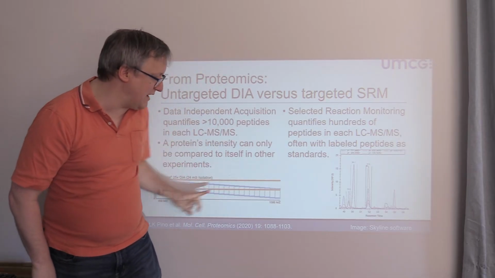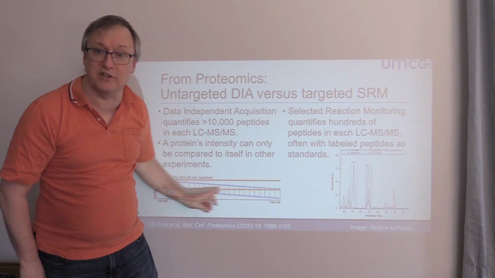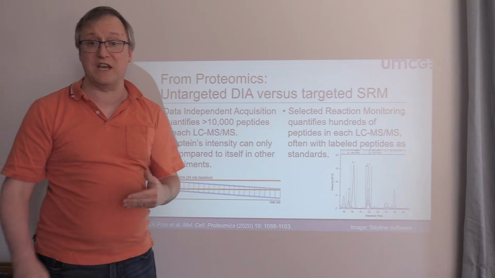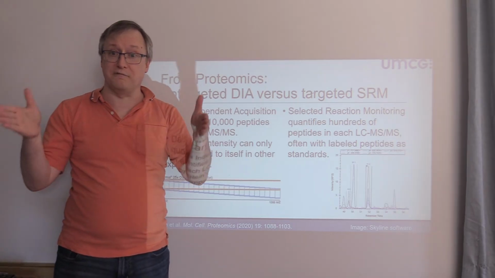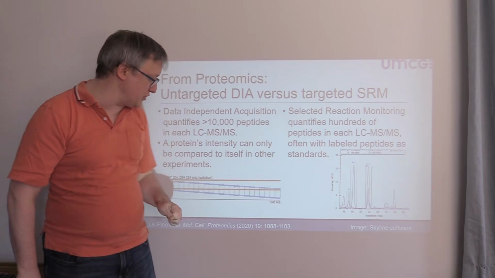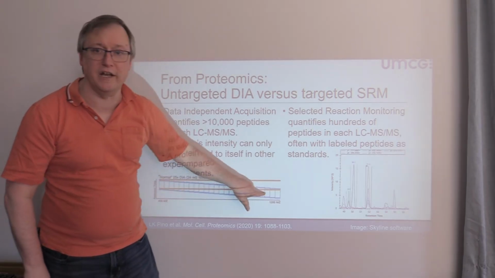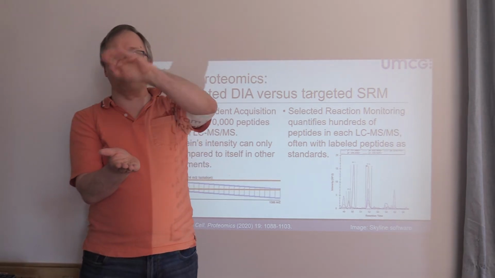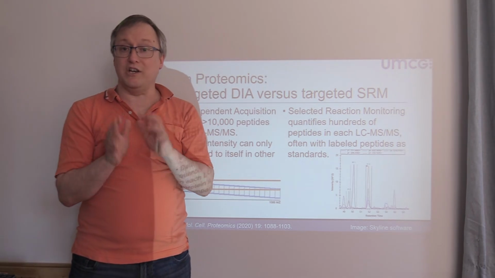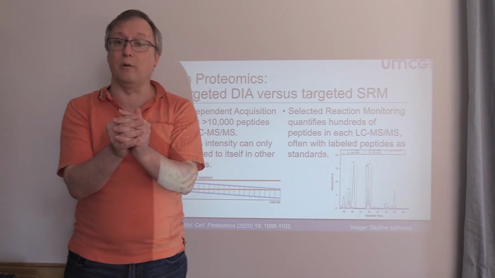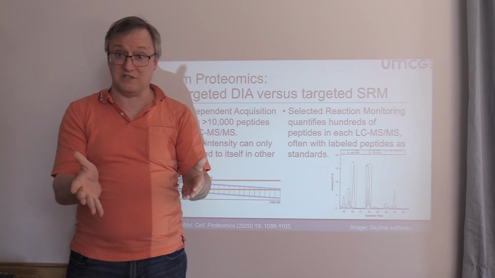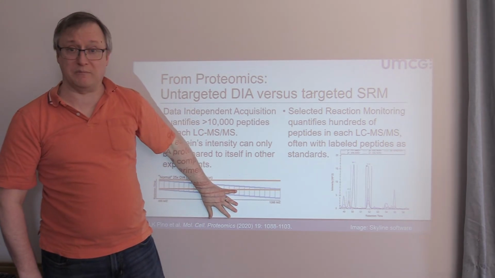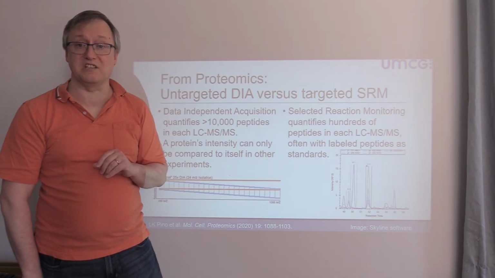So here we have each of these windows. There are 25 of these windows spanning the space between 400 mass to charge and 1,000 mass to charge. So this is the range of peptide ions that are going to be measured here. And each of these fragment ions will get measured roughly every 3 seconds, which allows us to build a chromatogram for not just the peptide ions in intact form, but also the fragment ions that are seen from them. So this gives us the ability to quantify a huge number of peptides in a single LC-MS-MS experiment.